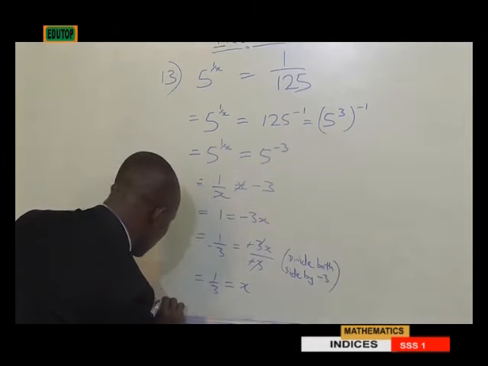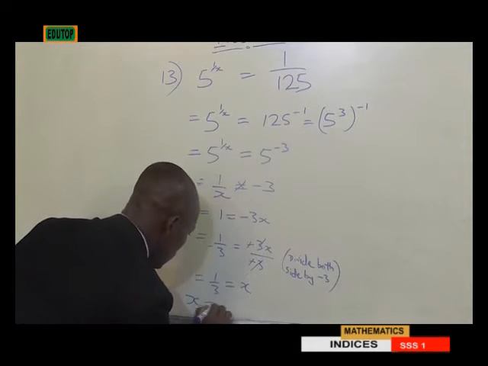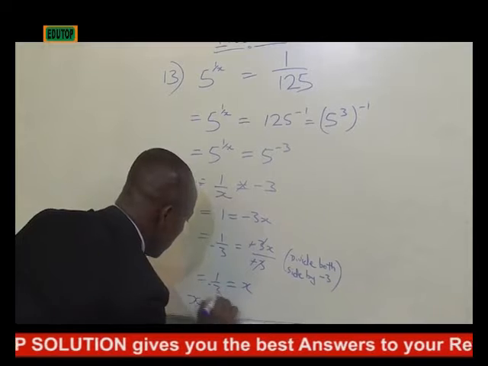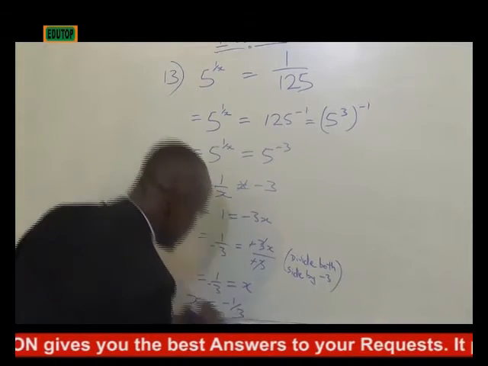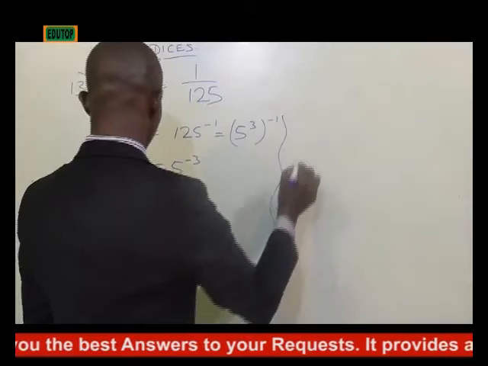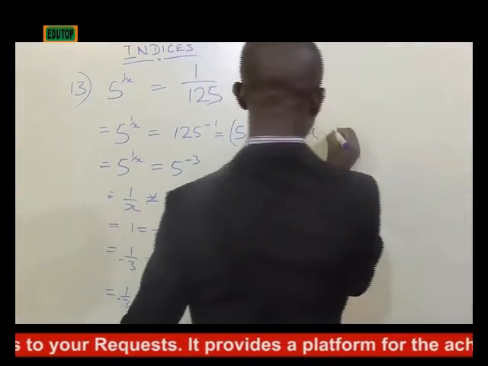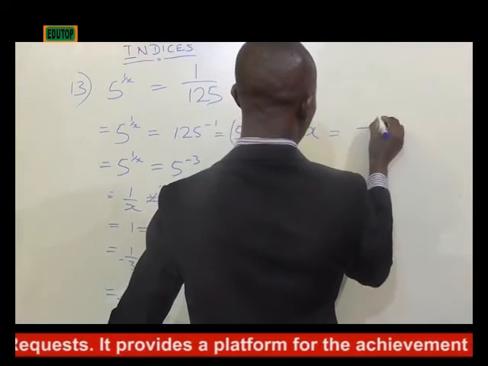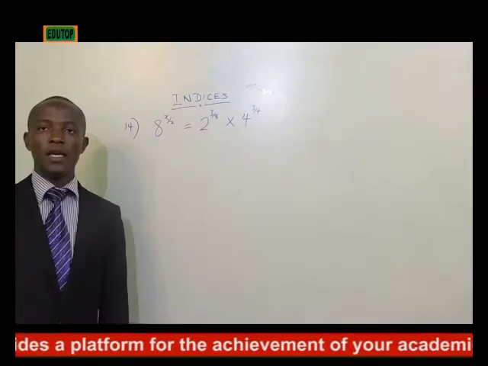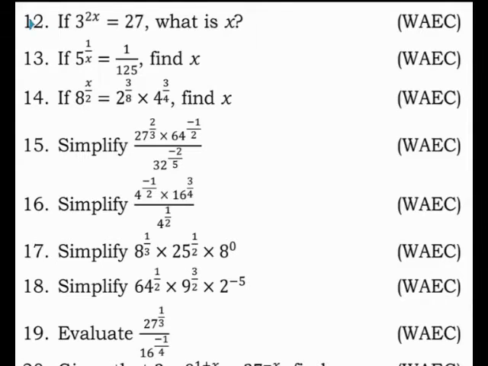So we can conveniently say that our x is equal to minus 1 over 3. So we can conveniently say that our x, from what we are having here, is equal to minus 1 over 3. Example number 14. If 8 raised to power x over 2 is equal to 2 raised to power 3 over 8 times 4 raised to power 3 over 4, find the value of x.